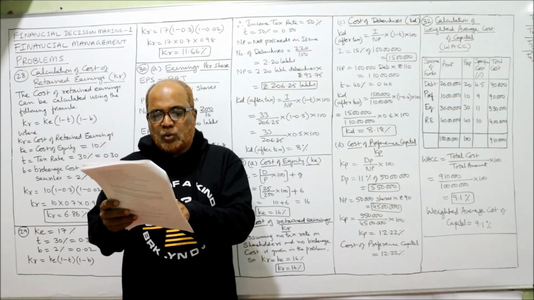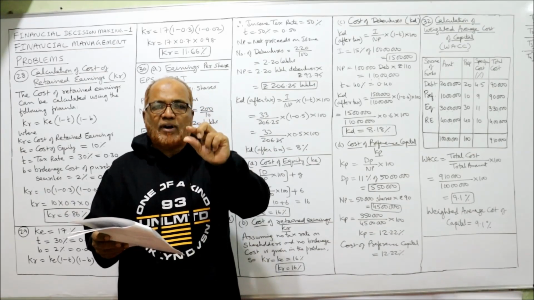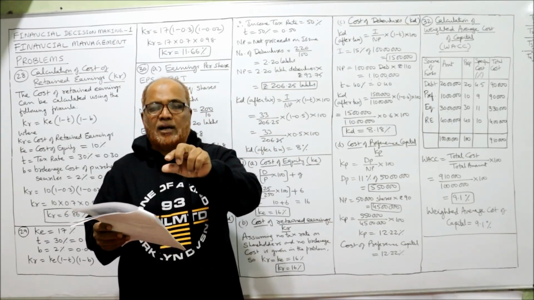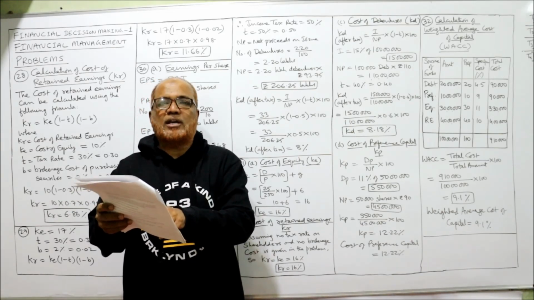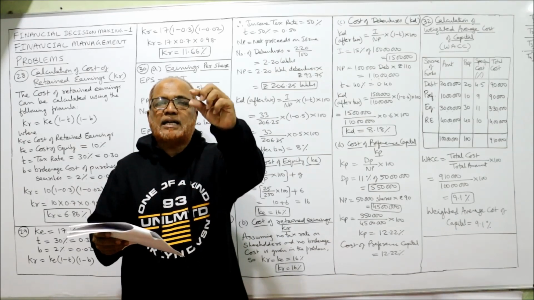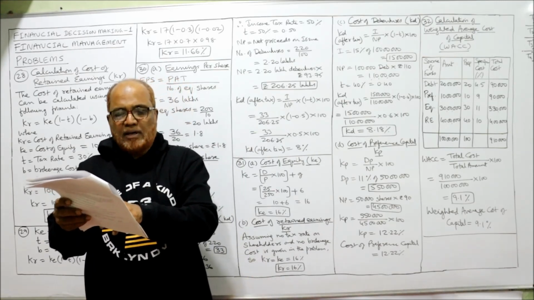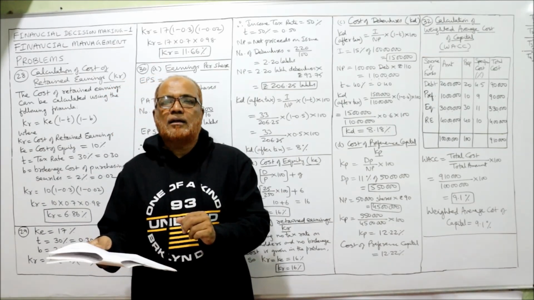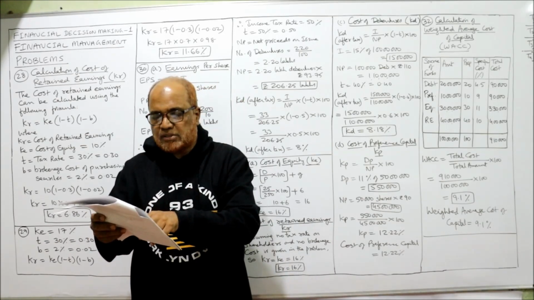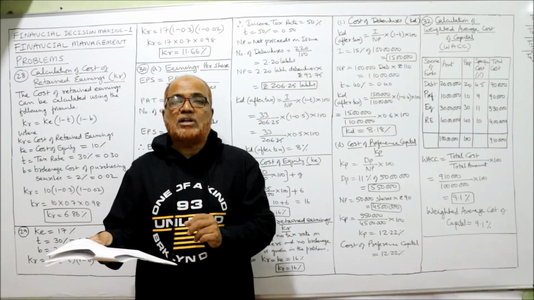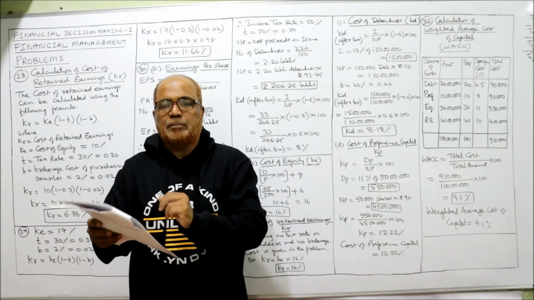Out of 1 crore, 20 lakh is the debt. What is the proportion? 20 lakh divided by 1 crore into 100, you will get 20%. Similarly, 10 lakh is the preference share capital. So 10 lakh divided by 1 crore into 100, you will get 10%. Then equity capital 30 lakh: 30 lakh divided by 1 crore into 100, 30%. Lastly, retained earnings are 40 lakh: 40 lakh divided by 1 crore into 100, 40%.